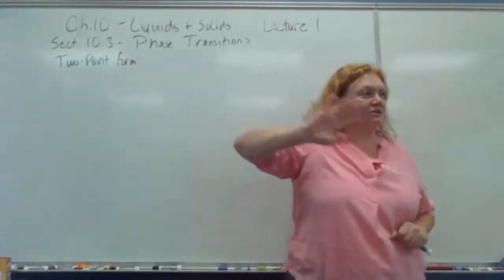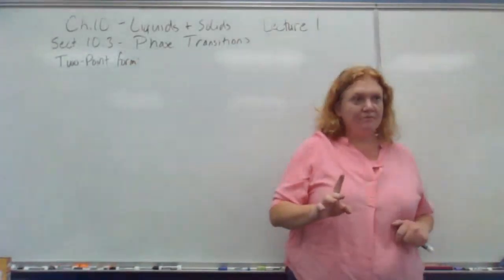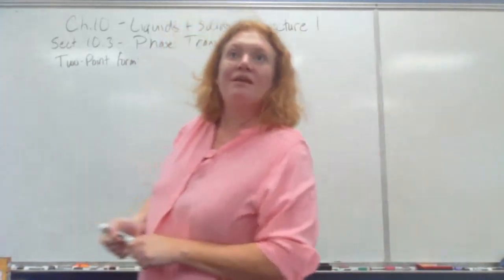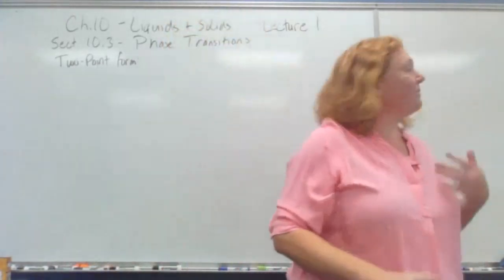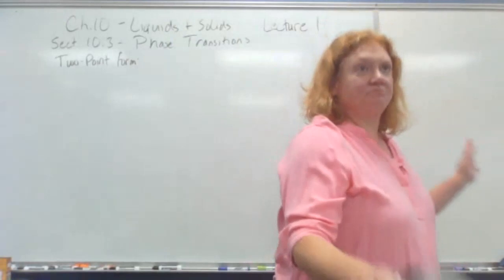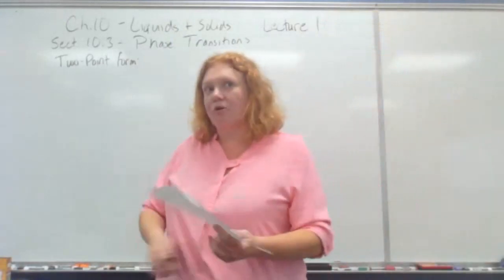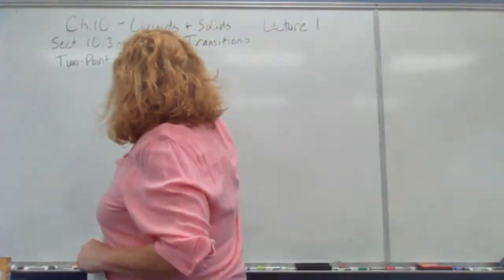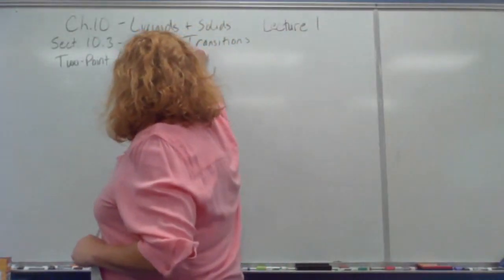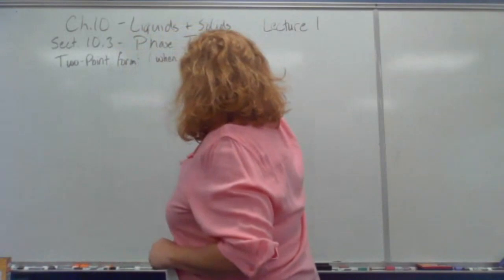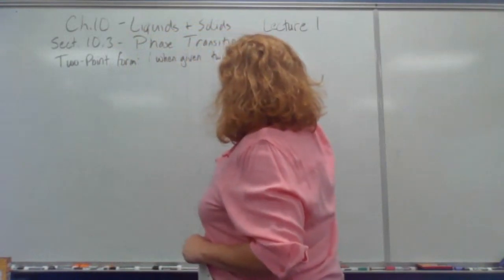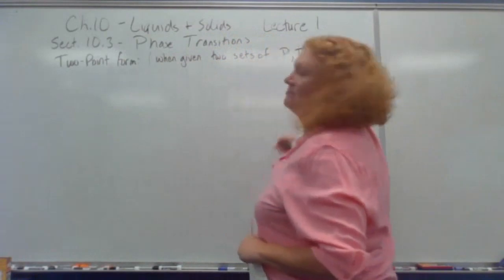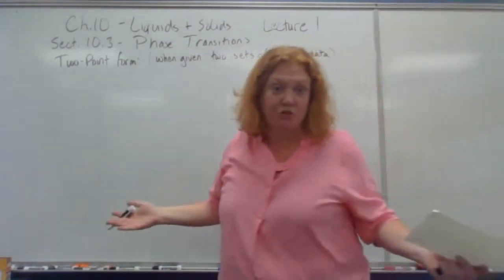The other version of the Clausius-Clapeyron equation that we want to use is what is called the 2-point form. This form completely bypasses that factor A. Okay, and this form is going to be the most useful when given two sets of pressure temperature data. Hence why it's called 2-point, right?